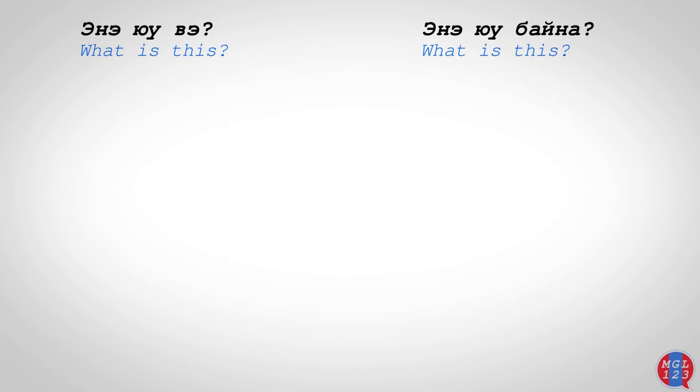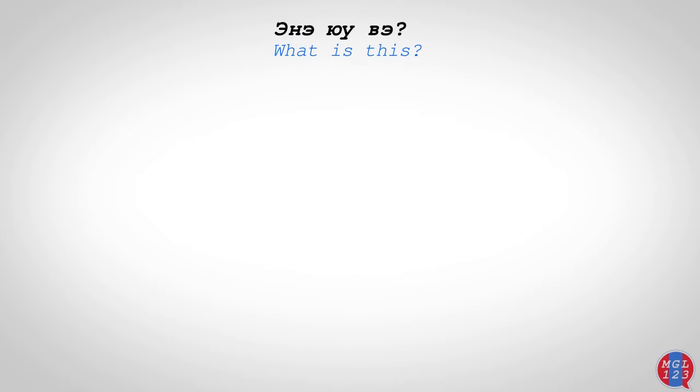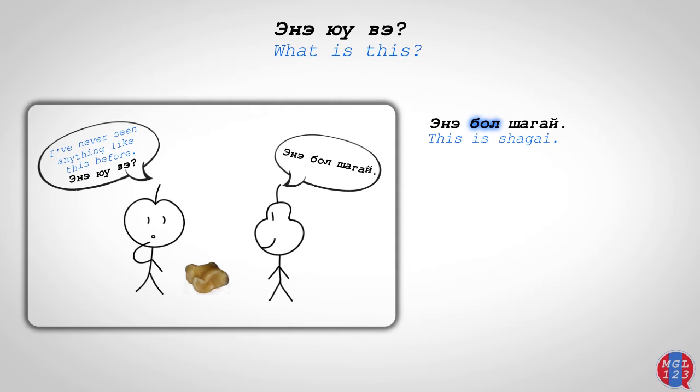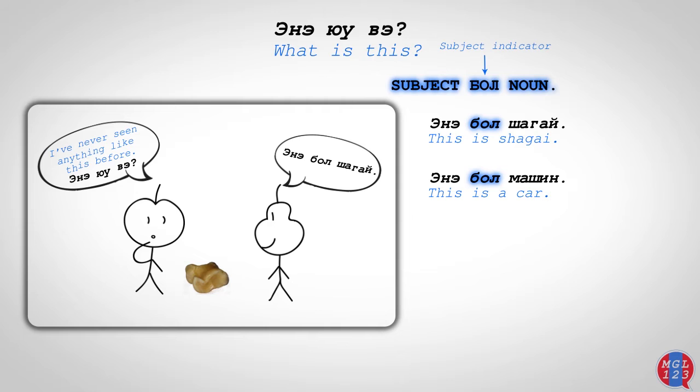In Mongolian, what is this can be asked in two ways, in yuve or in yuben. The intention of these two questions are different, so are their answers. In yuve is asked when the person has no idea what the thing is. They are seeing it for the first time. In бол шага, in бол машин. Basically, when you are introducing something to someone, you use this sentence structure.